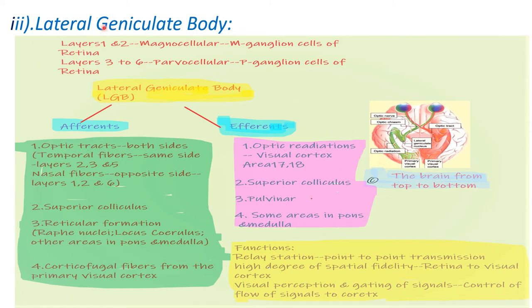Lateral geniculate body is another relay nucleus. It's a very important nucleus of the thalamus, mainly concerned with the visual sensations. The lateral geniculate body is divided into six layers, from layer 1 to layer 6. Layers 1 and 2 contain the larger cells, so known as magnocellular, and layers 3 to 6 have smaller cells, which are known as parvocellular.